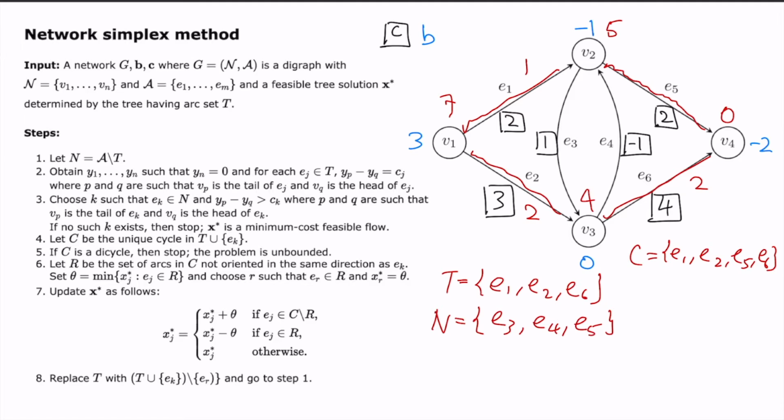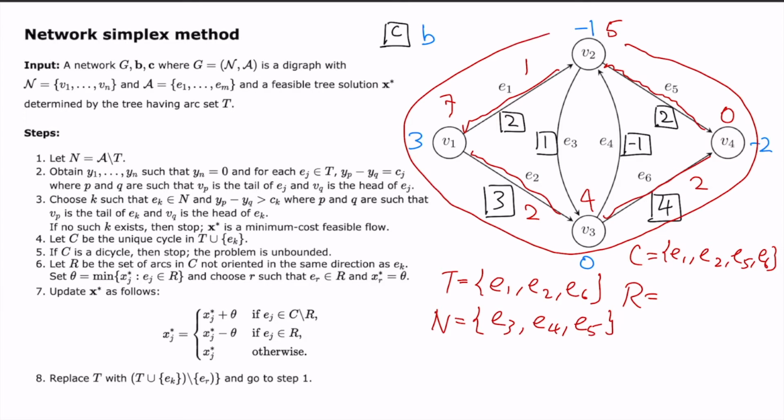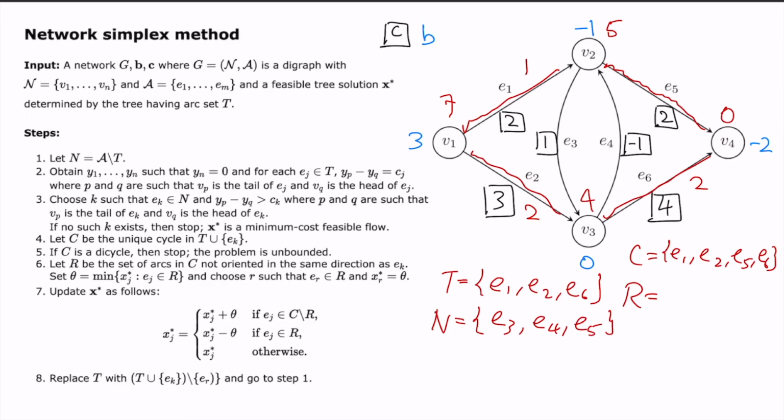In step 6, we need to form this set R. And what we do is, we traverse the cycle in the direction of the arc that we have added. So we traverse the cycle in the direction of E5. And if we encounter an arc that points in the opposite direction, we add it to R. So as we travel along E5, we see that E6 is pointing in the opposite direction. Same for E2, but not for E1. So R will consist of E2 and E6.